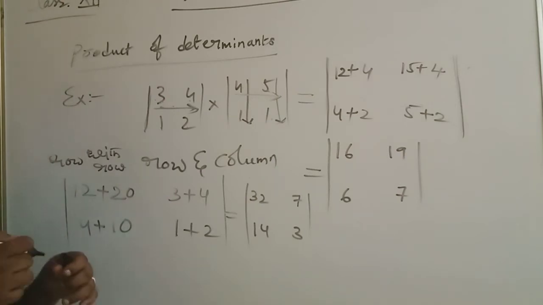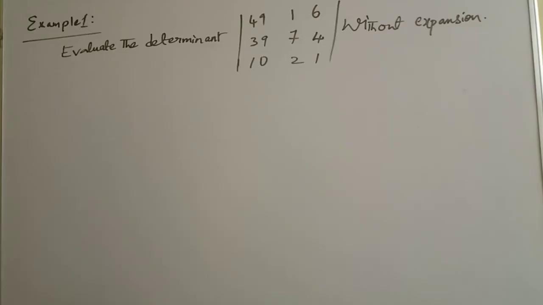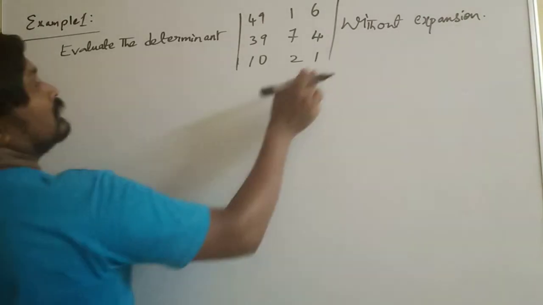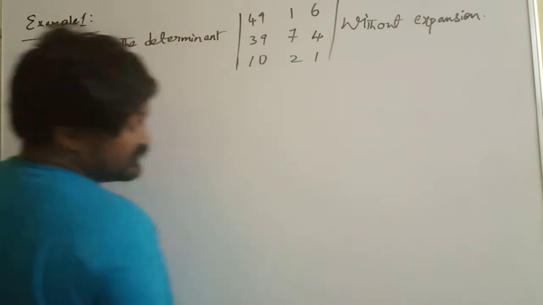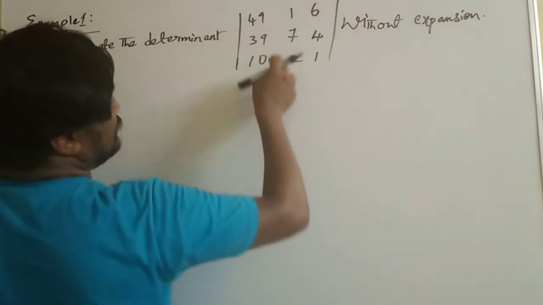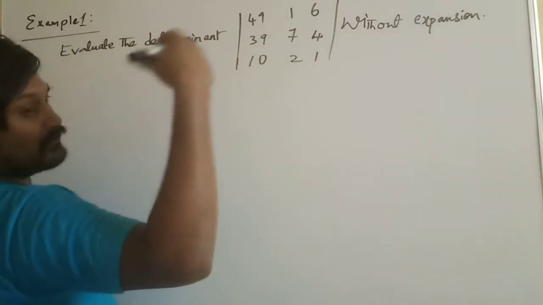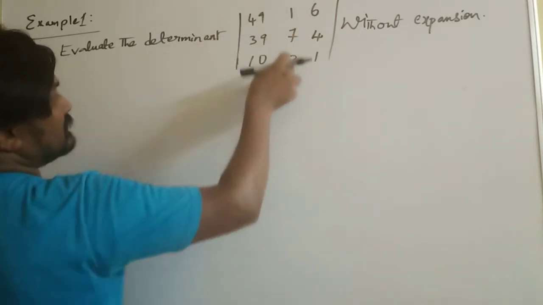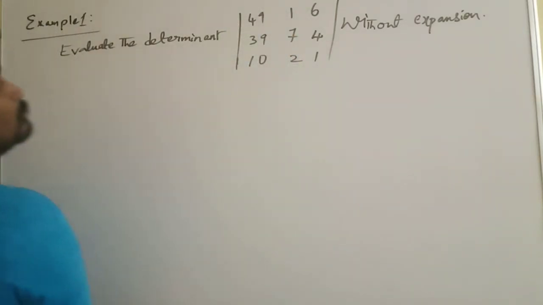Let's move on to our actual examples of the textbook. Let's move on to the first example. Evaluate the determinant without expansion. So without expanding, you need to use some elementary operation and make these the same rows, or whichever the possibilities are. First, check whether there is any possibility to get the same row.